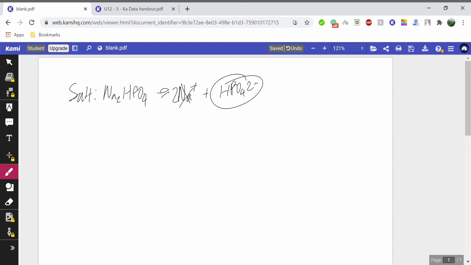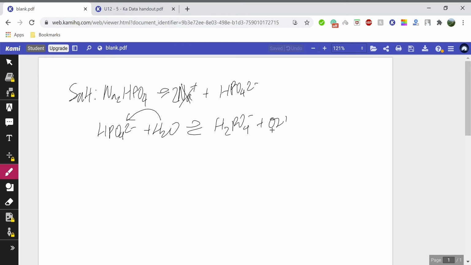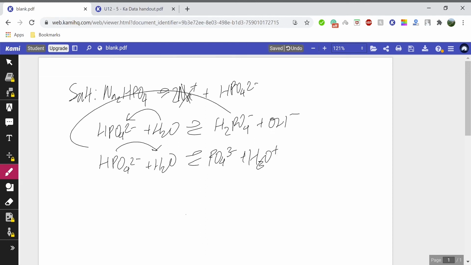HPO4 2- is amphoteric. It can be HPO4 2- plus H2O, where it accepts a proton and forms H2PO4- plus OH-, or it can act as an acid and donate a proton, forming PO4 3- plus H3O+. So how do you know which reaction will be favored?